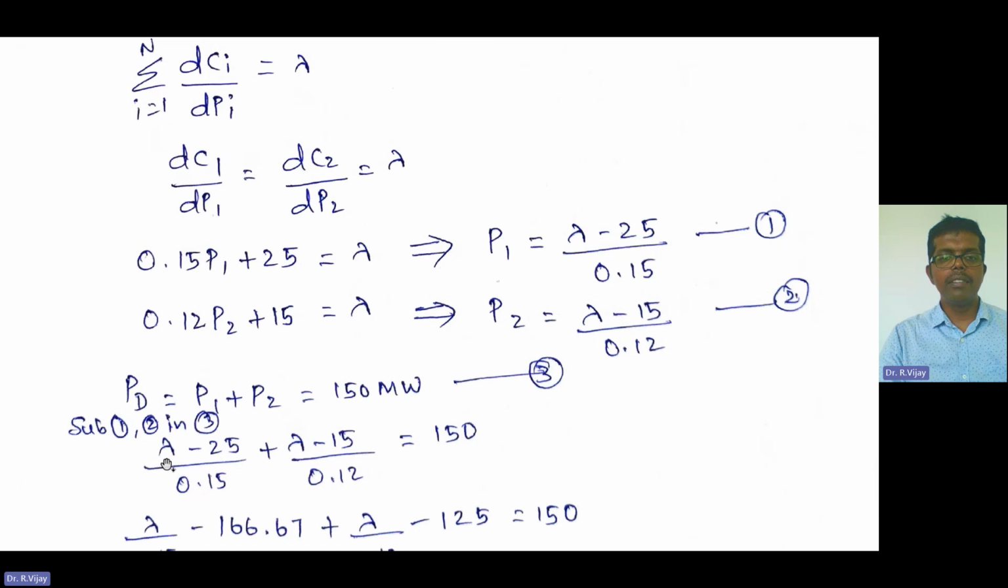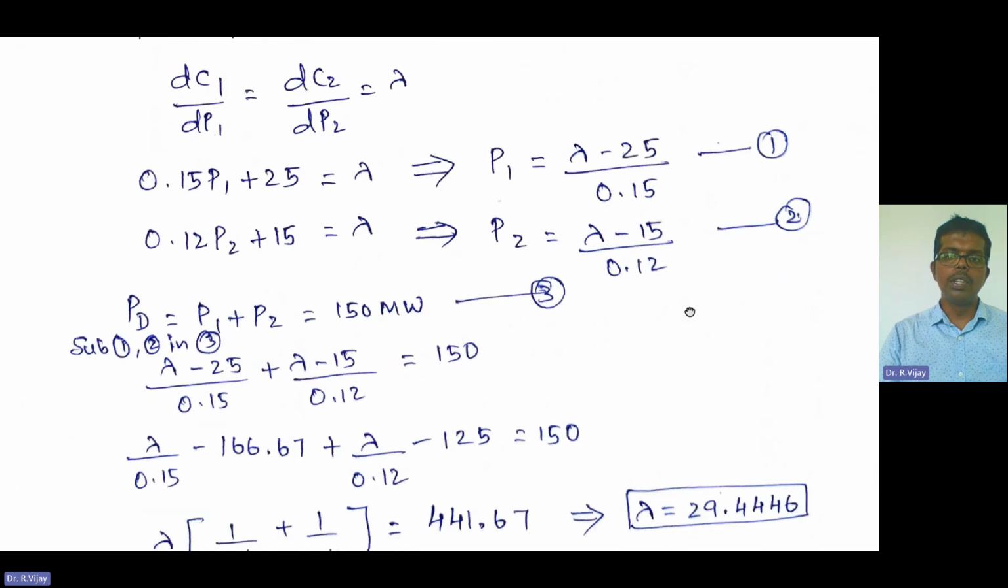The demand given in the problem is 150 megawatt, that is P1 + P2 = 150 megawatt. Demand is nothing but generation. That is the power balance constraint: generation is equal to demand plus losses. Here losses are not given, so we take generation equal to demand. Generation is all the generating units involved in the problem. Only two generators are given, so P1 + P2 = 150 megawatt. We take this as equation number 3.